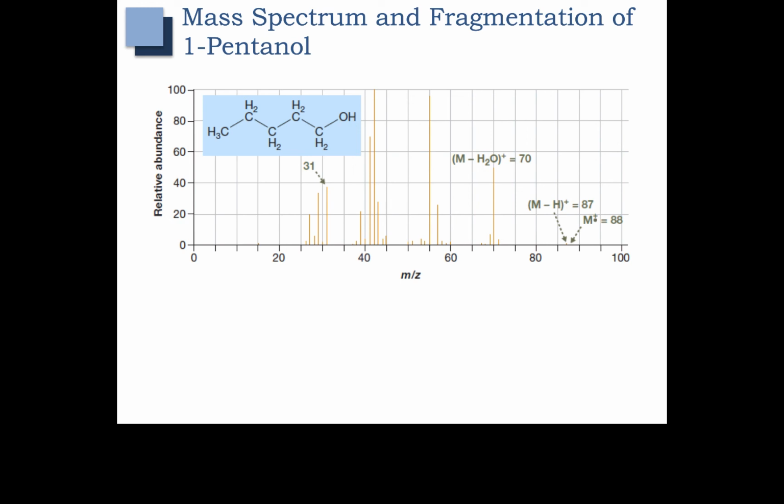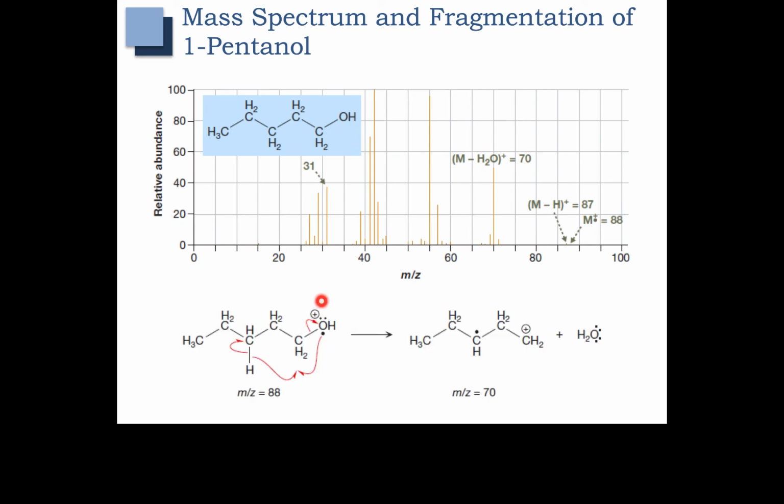Okay, let's look at alcohols. Here we have 1-pentanol, and 1-pentanol also has a molecular ion peak that we really can't see over here at 88. One of the significant peaks for 1-pentanol is this peak over here at 70, which represents loss of water. Let's look at how that happens.